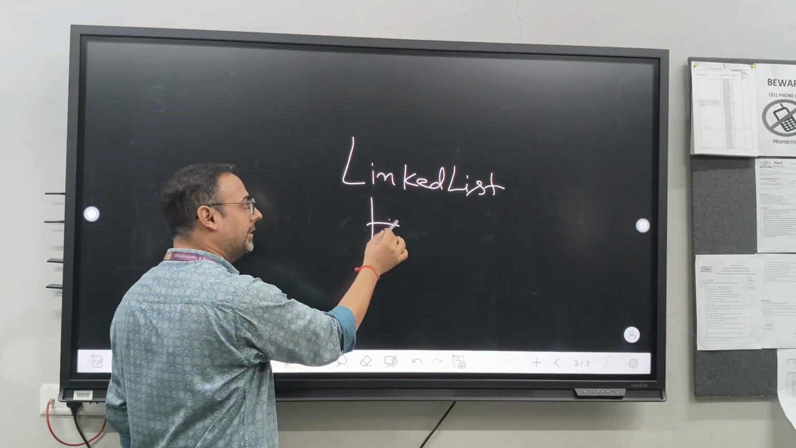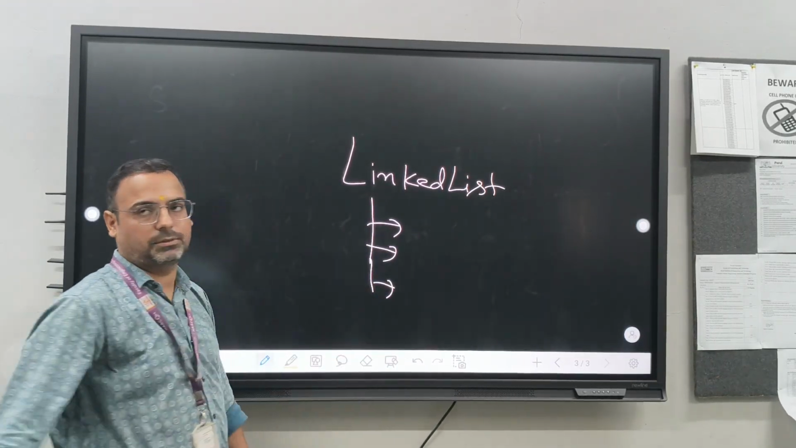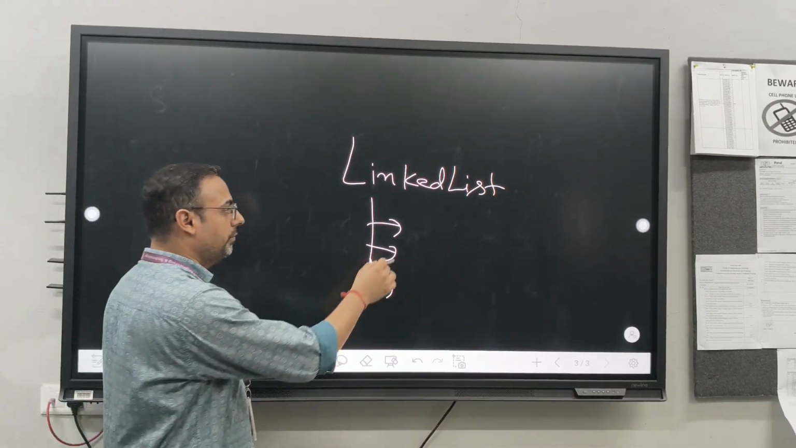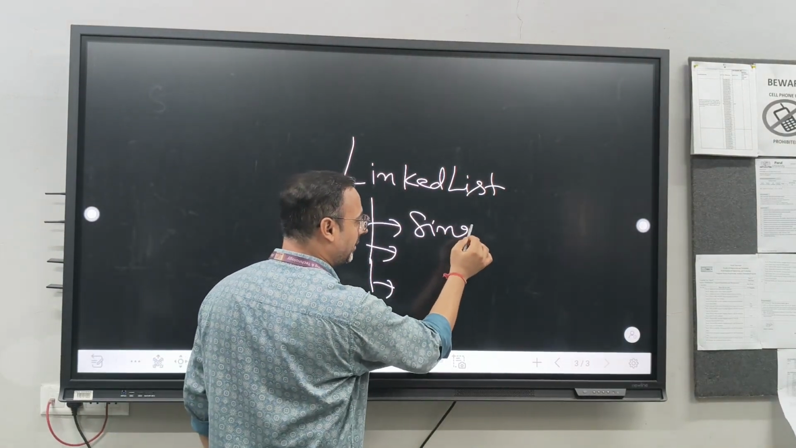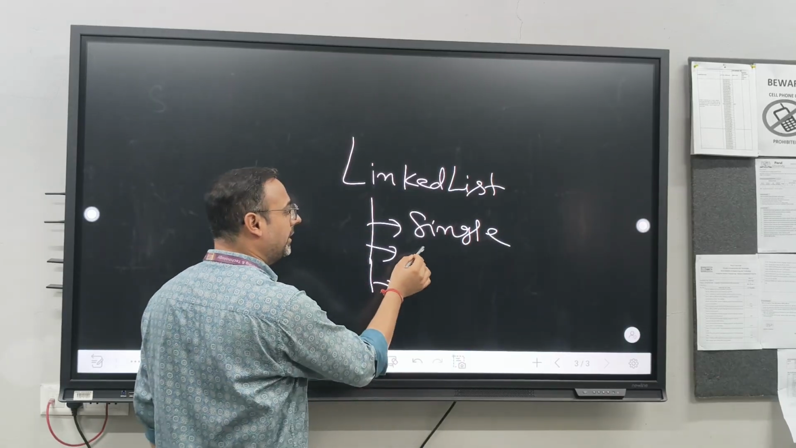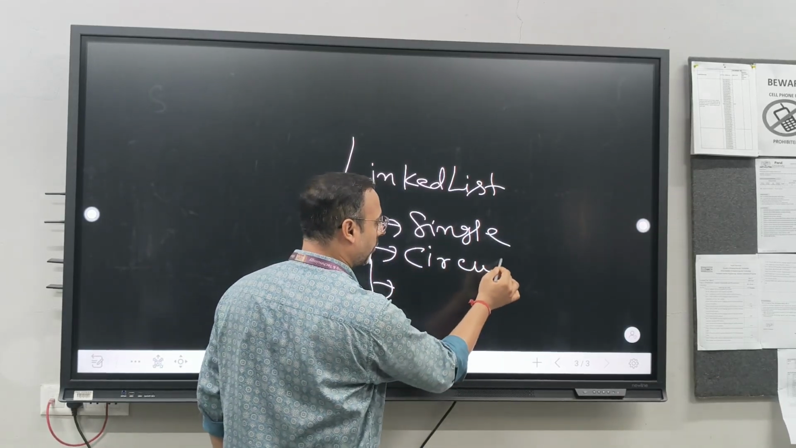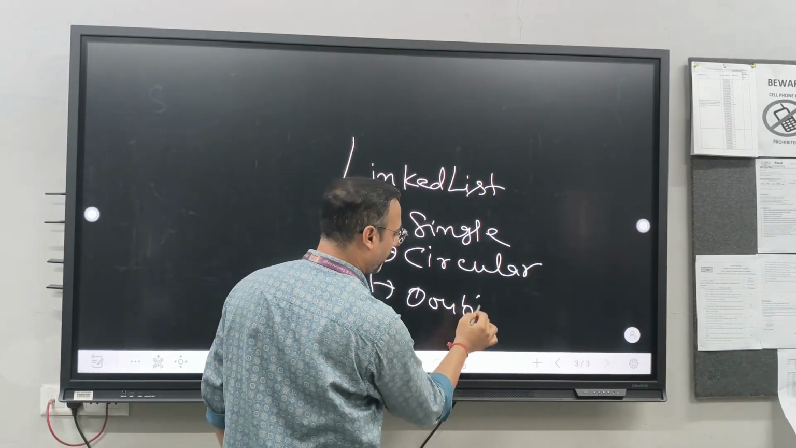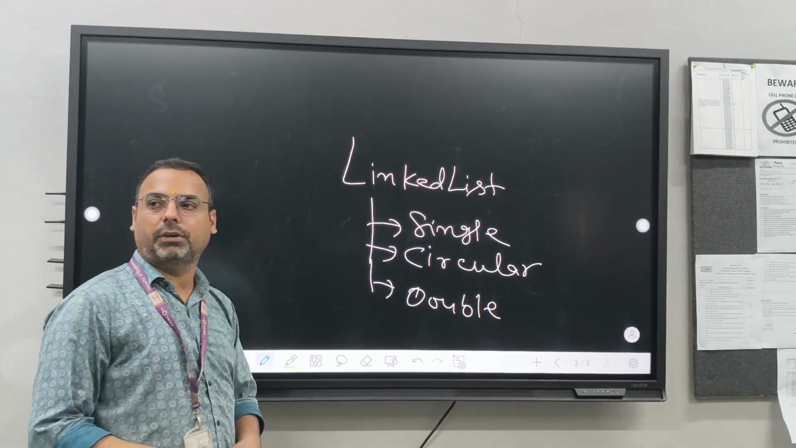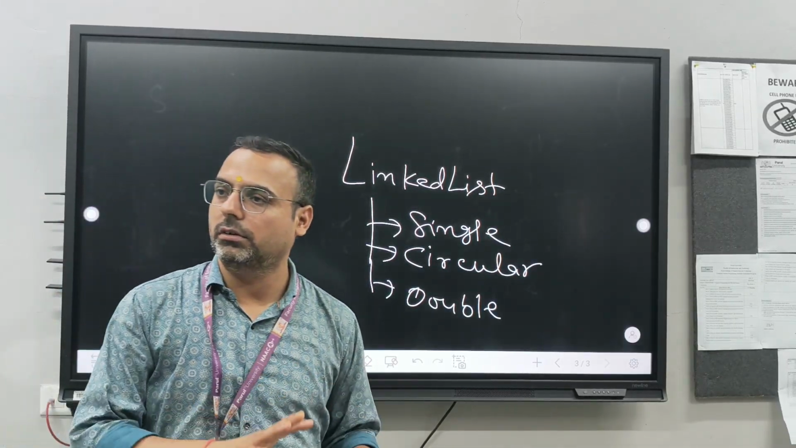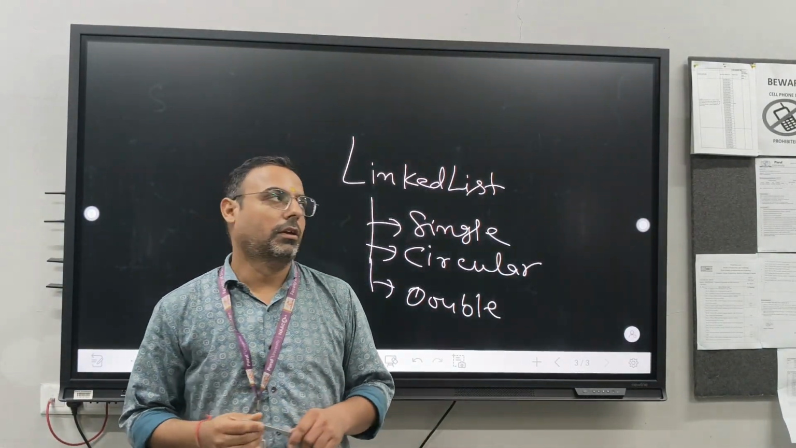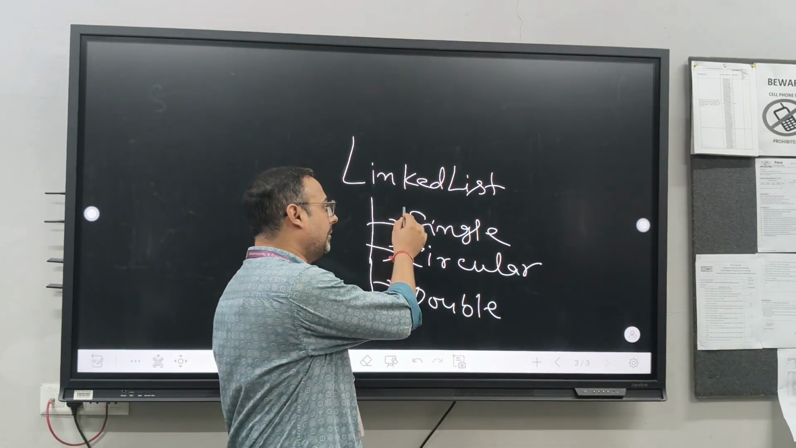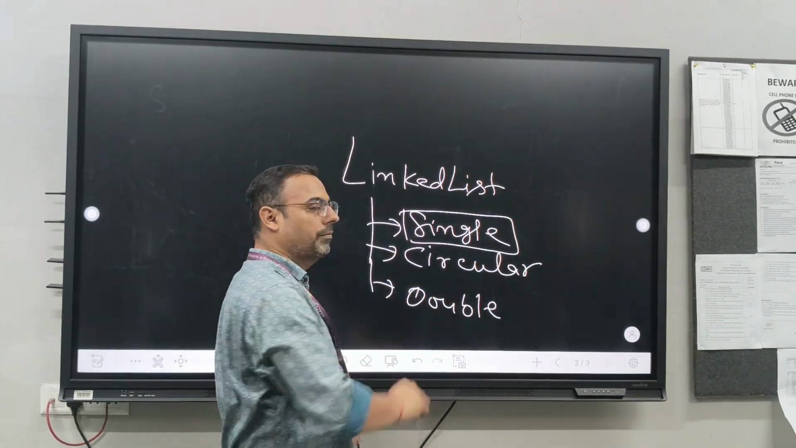Linked list has basically three types. The first one is a single linked list, the second one is a circular linked list, and the third one is a double linked list. So we have three different types of linked lists. In today's class we discuss the single linked list.